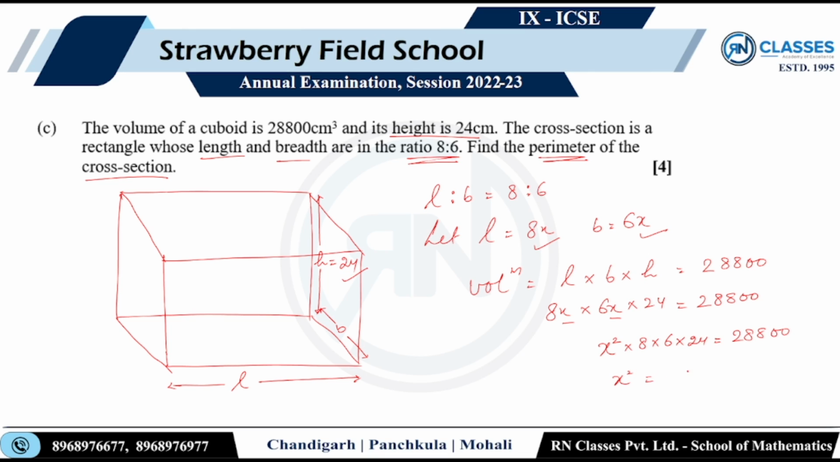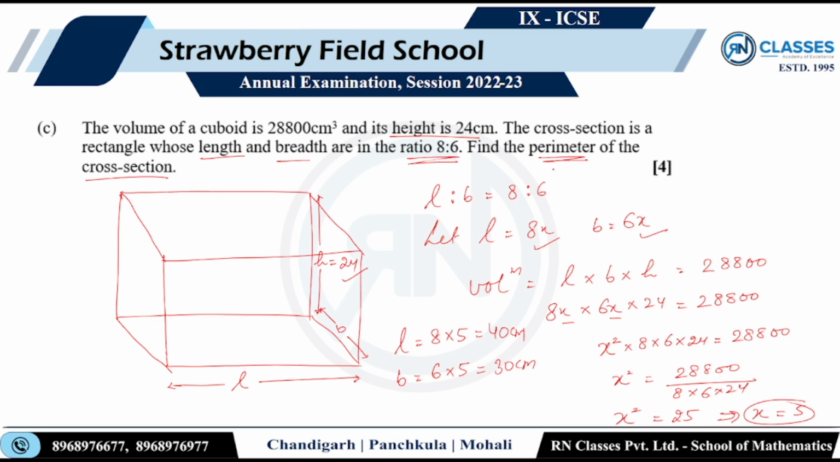x square क्या आ जाएगा? 28,800 divided by all these numbers. आपको ये मल्टीप्लाई नहीं करने चाहिए थे. X square will become 25, so x will become 5. As soon as I get x as 5, I can find length. Length is 8 into 5, that is 40, right? Of course, centimeters. Breadth is 6x, 6 into 5, that is given by 30 centimeters.